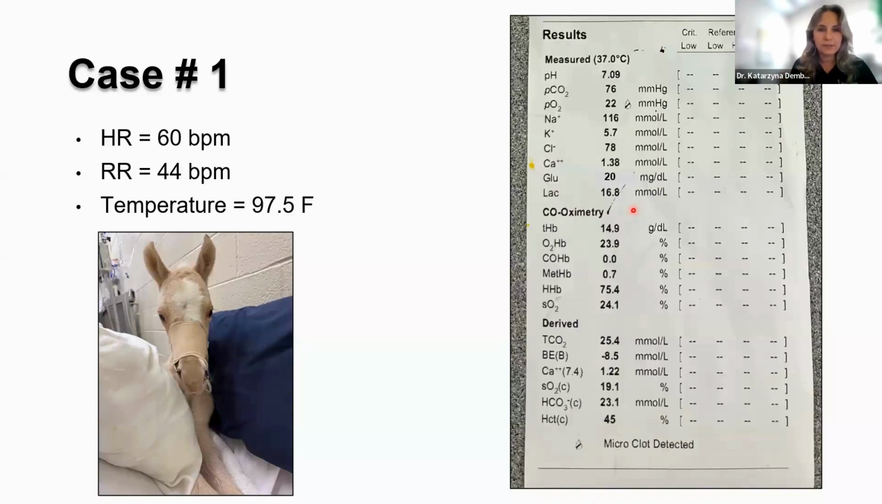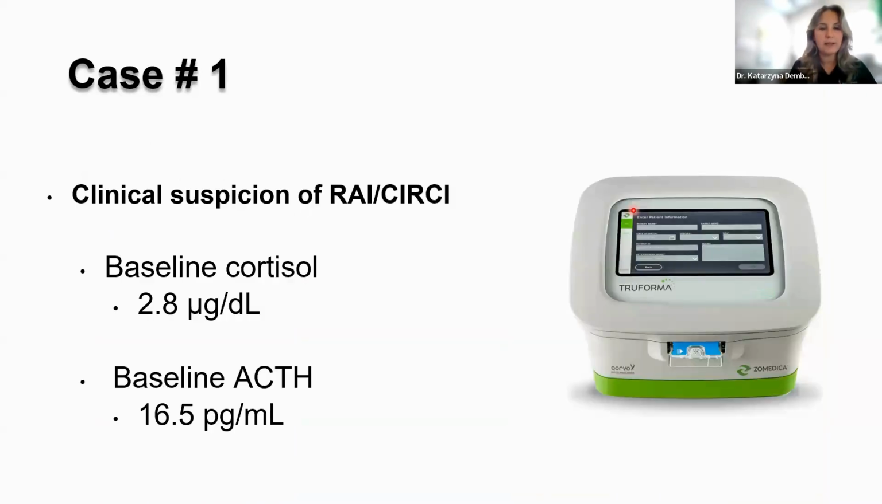Based on the clinical signs as well as blood work, we suspected that she could have adrenal insufficiency. And we were able to measure baseline cortisol and baseline ACTH with Truforma. So these are the numbers that we got. Baseline cortisol was 2.8 micrograms per deciliter, and ACTH was 16.5.